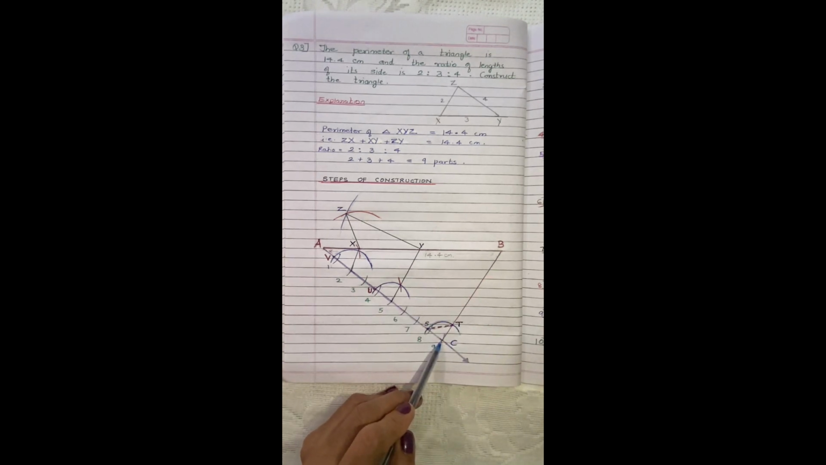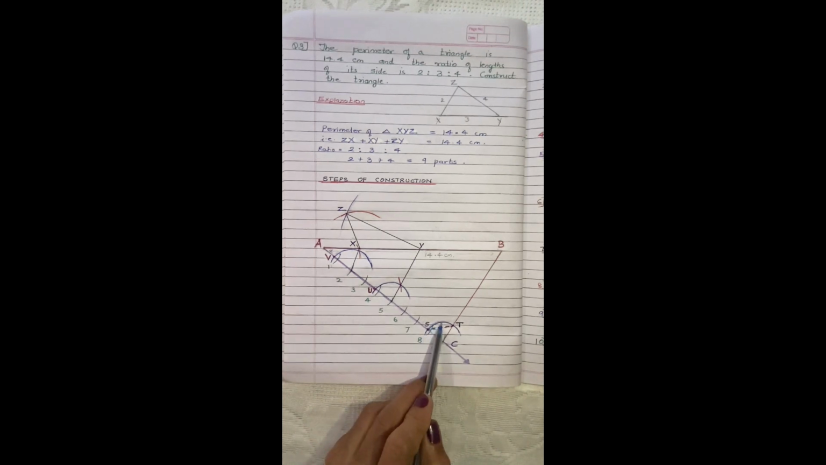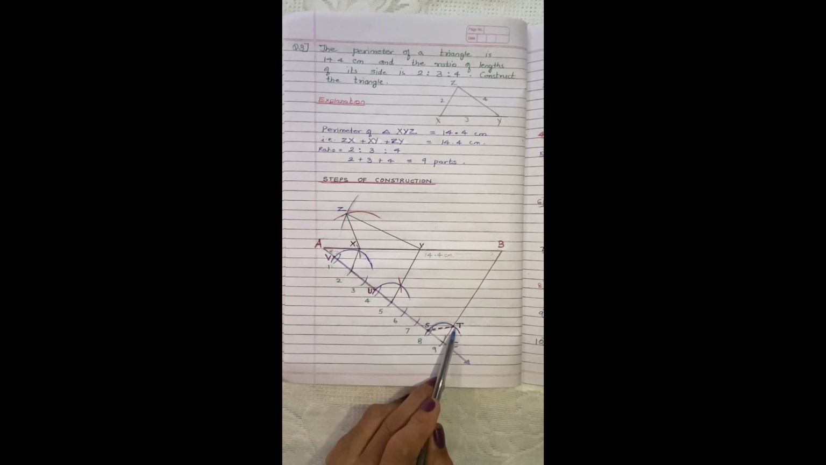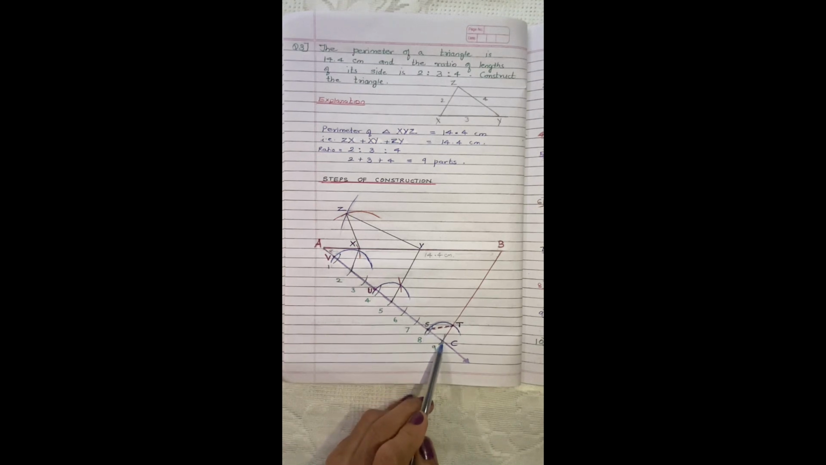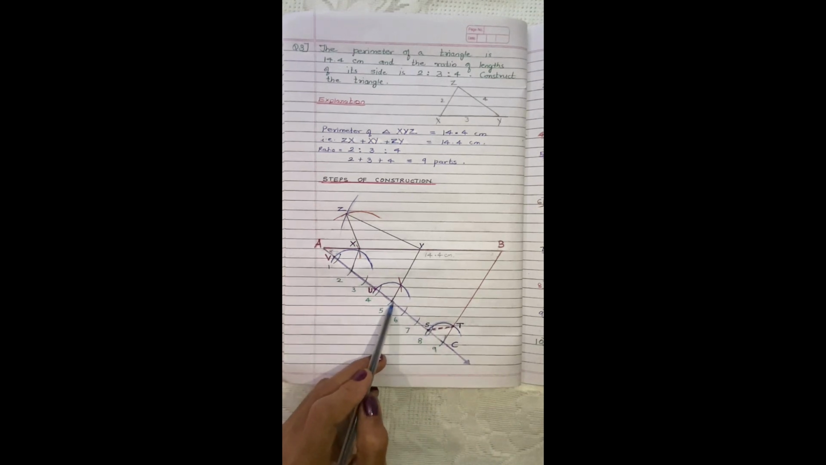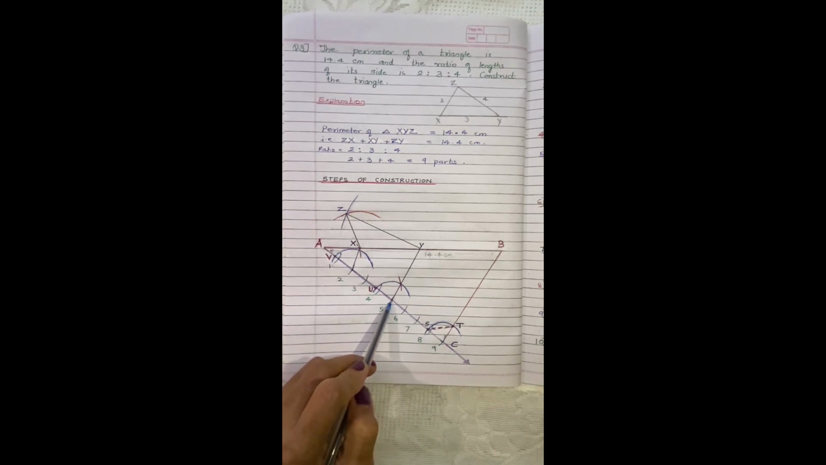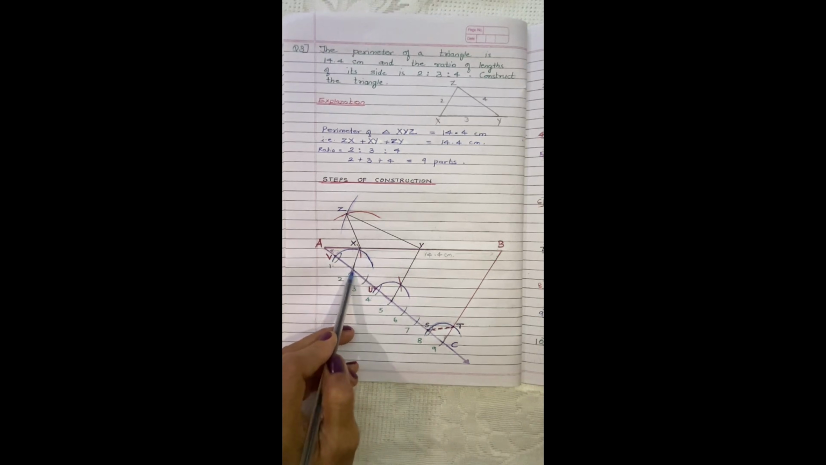Now take any radii, and at vertex C, take any radii that is a smaller length and draw an arc over here. And this same arc with the same measure, you will draw it at point 5, and you will draw the same arc at point 2.